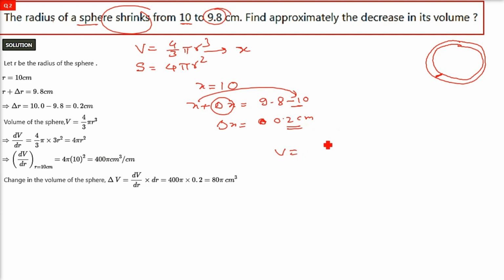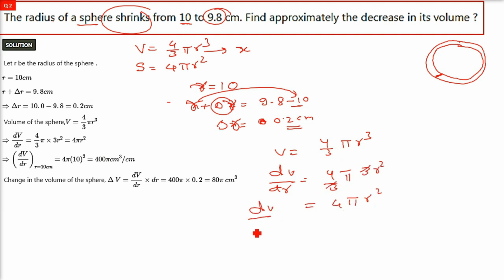What about volume? You have to differentiate it. 4 by 3 pi r cube, just differentiate it. dv by dr, you can call it dx also, it's up to you, it will make it easier. dv by dr is going to be equal to 4 by 3 pi into 3r square. 3 cancels, 4 pi r square. So dv by dr at r equals the initial value, that is 10. You have to compute 4 into pi into 10 square, 400 pi centimeter square, because it is volume divided by r.